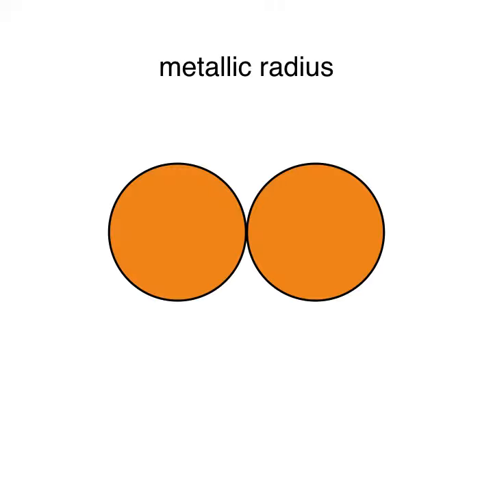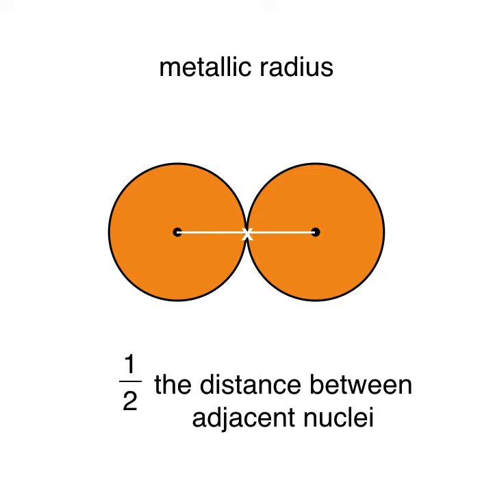A second way to measure the atomic radius of an atom is to take the metallic radius. This is taken when atoms are joined by a metallic bond. Similar to the covalent radius, the metallic radius is measured as half the distance between adjacent nuclei.